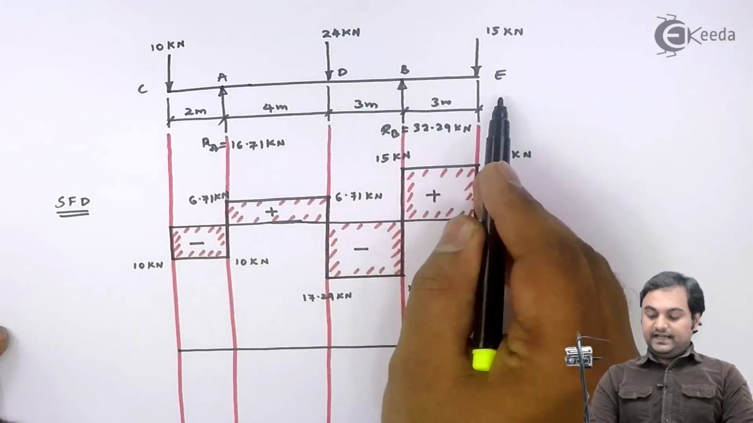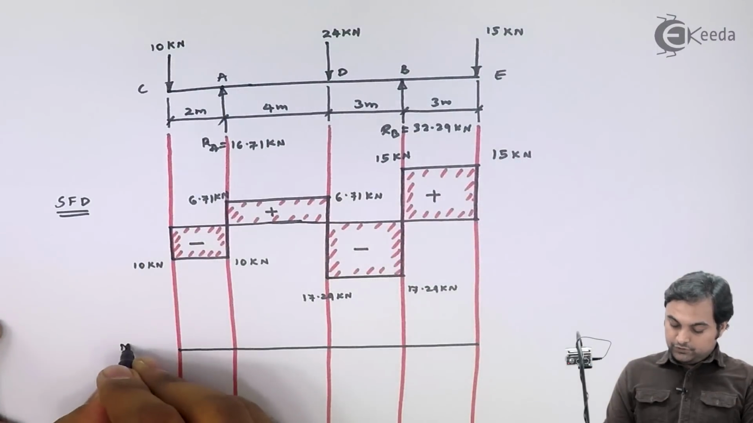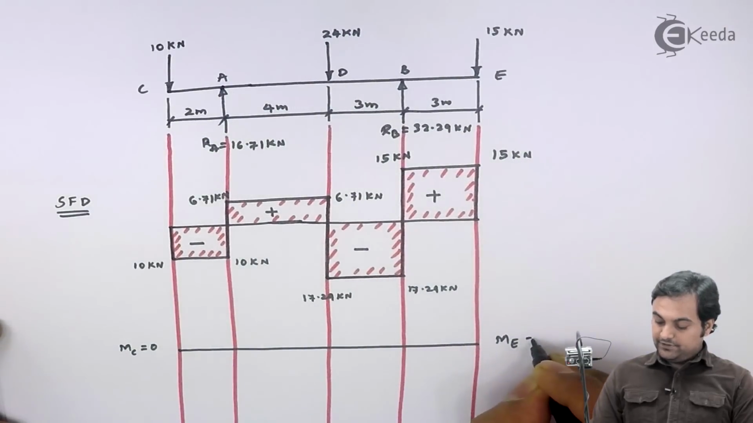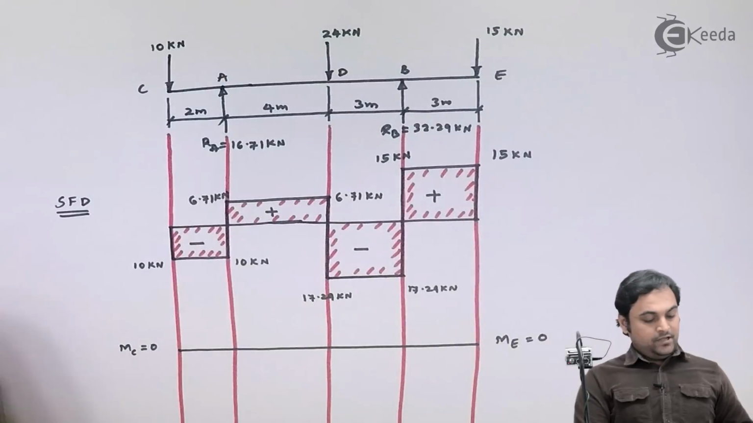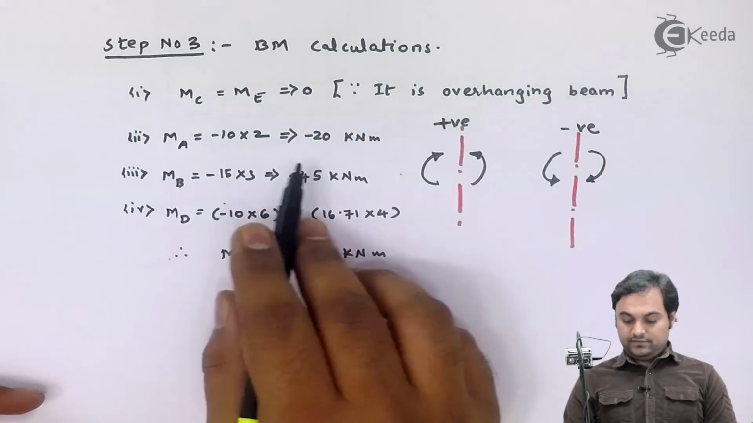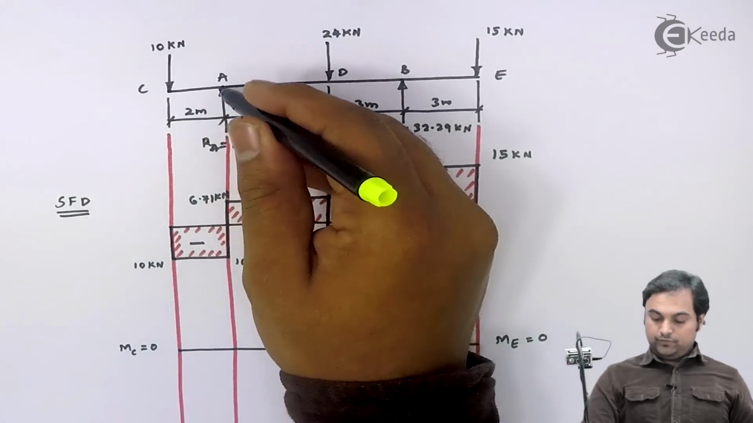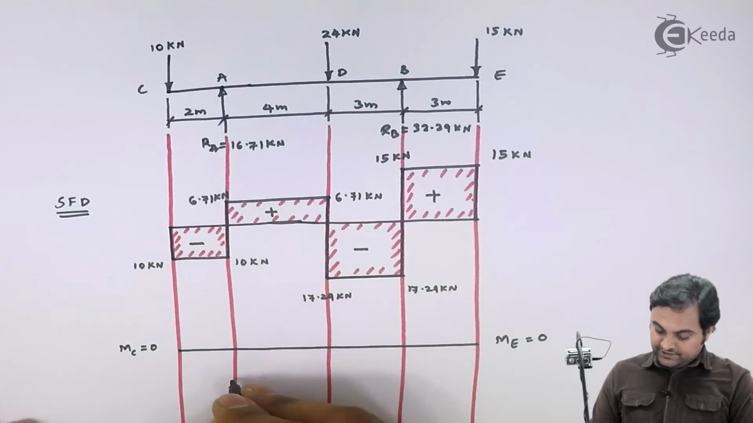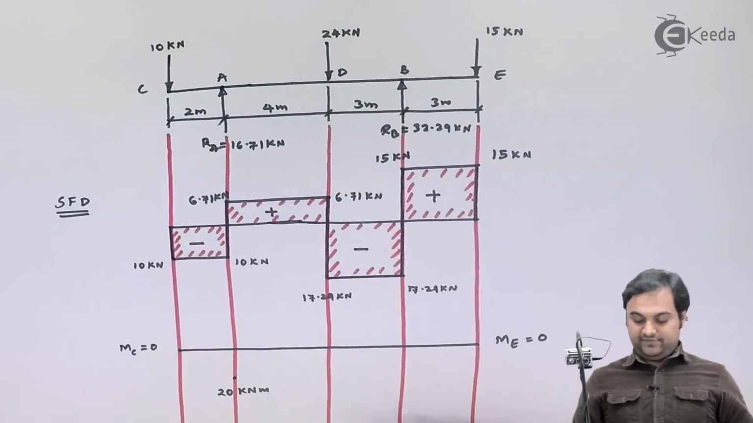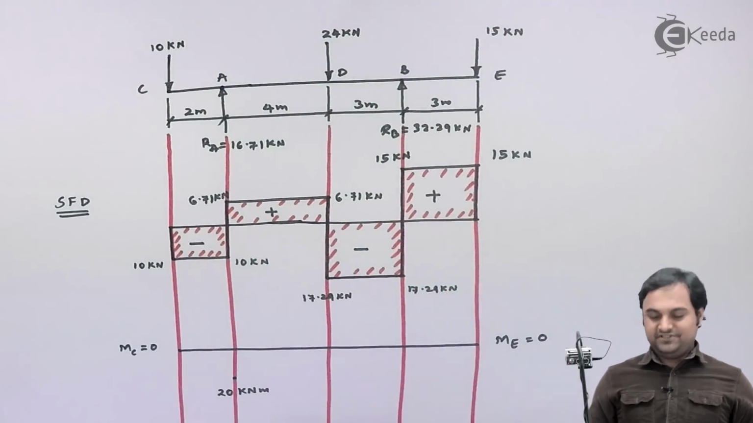Bending moment at C and E, they are 0. So moment at C is 0. Moment at E is equal to 0 because they are overhanging beam. Now moment at A is minus 20. So moment at A would be in the downward direction, 20 kilonewton meter. I will write the sign afterwards.